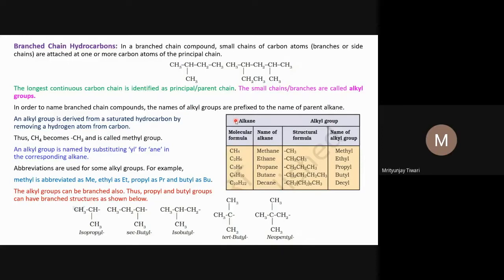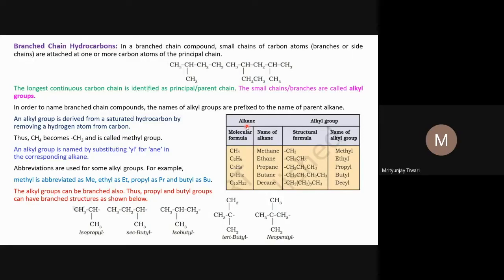And this is important because in the branched chain hydrocarbon, we have substituents, we have side chains, also called branches. And these branches, we write their names as prefixes, and the same pattern we will follow to write the IUPAC nomenclature of organic compounds containing functional groups as well. So today we will be starting IUPAC nomenclature of organic compounds having functional groups.